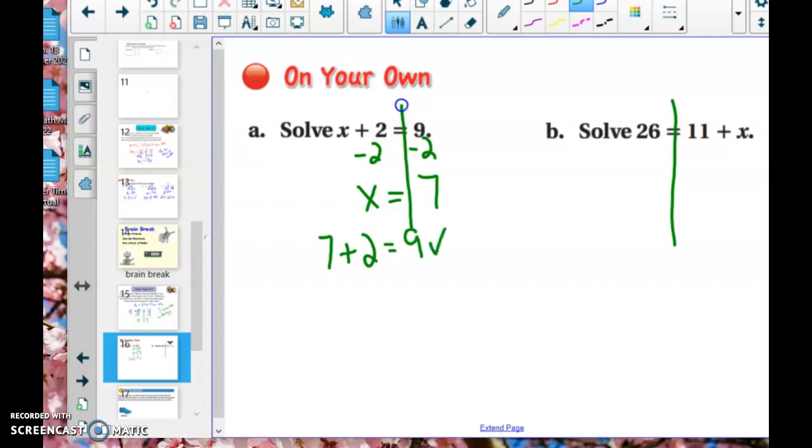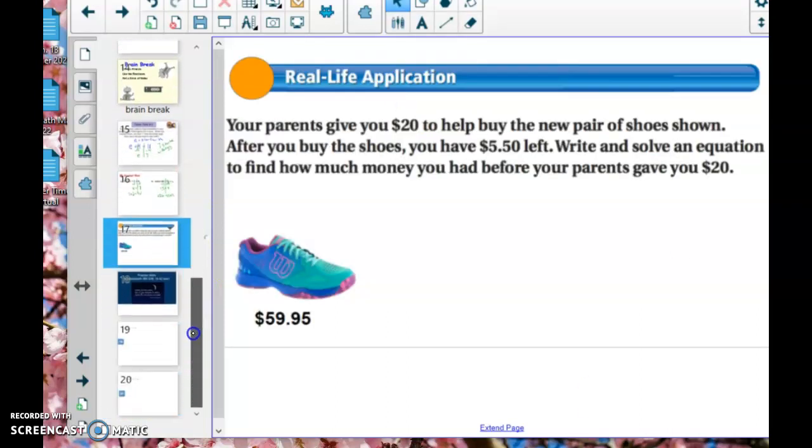Yep, it does. Again, this one switched around a little bit, but I need to subtract 11 on both sides. That leaves me with 15. So then to check it, does 11 plus 15 equal 26? And yes, it does. All right, one more real-life application.